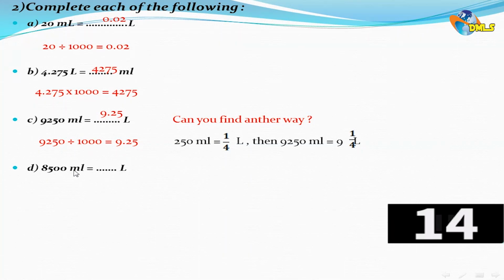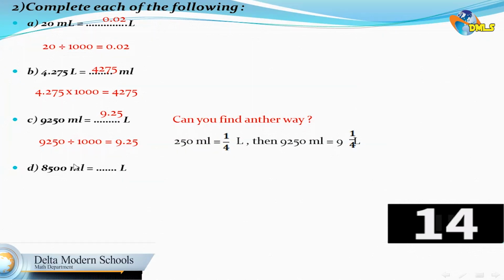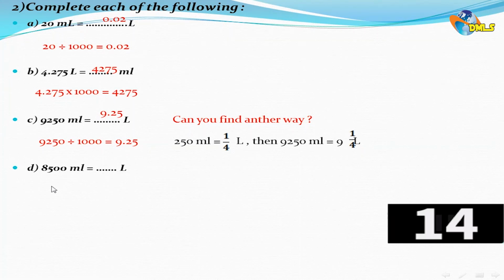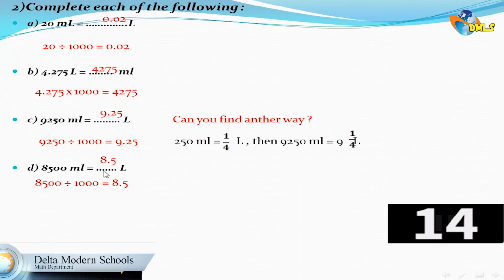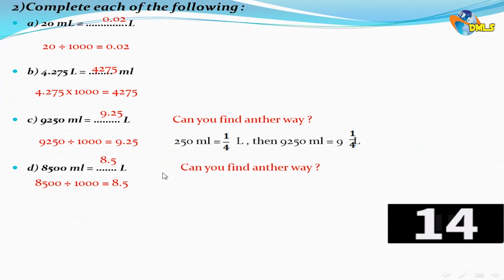Question D. 8,500 milliliters equal how many liters? Again, when you convert from smaller unit to greater unit, you have to divide. Yes, you have to divide. So we will divide it by 1000. So 8500 divided by 1000 equals 8.5. So 8500 milliliters equal 8.5 liters. But can we find another way to answer the same question? Yes, we can, but try by yourself.